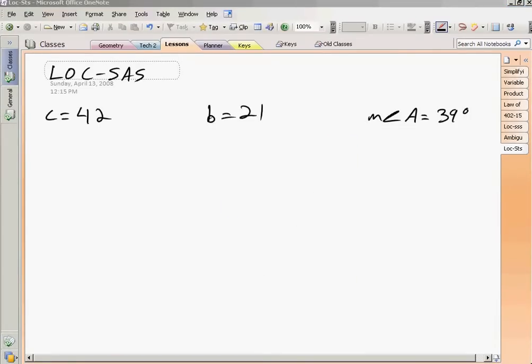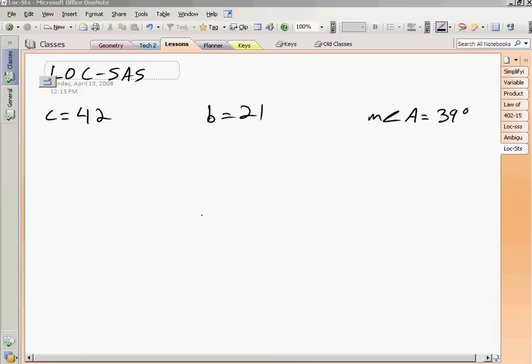In this screencast, I'm going to solve a triangle given side angle side using law of cosines. In this example, I'm given side C is equal to 42, side B is equal to 21, and the measure of angle A is 39 degrees. And I'm trying to solve for the rest of the measures of the triangle.